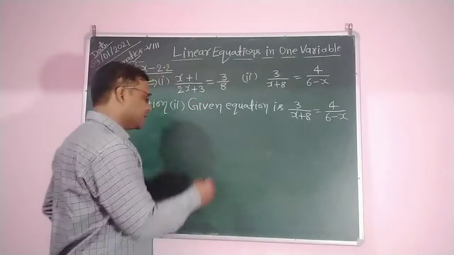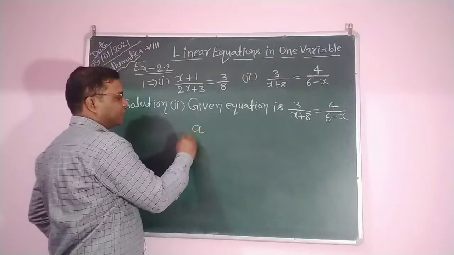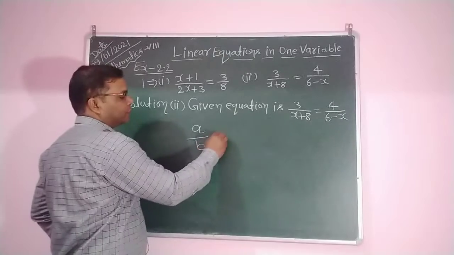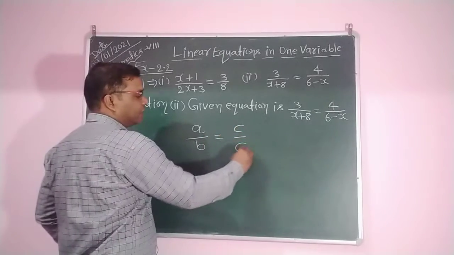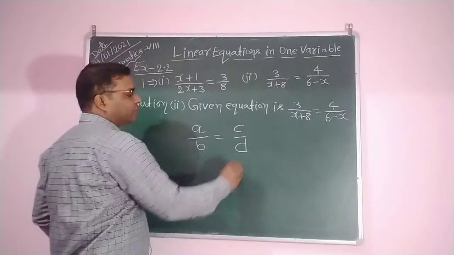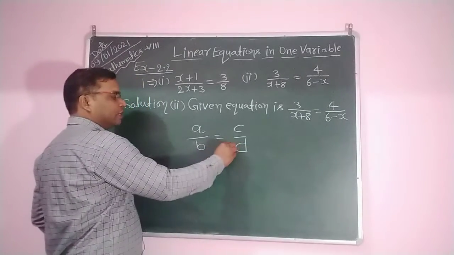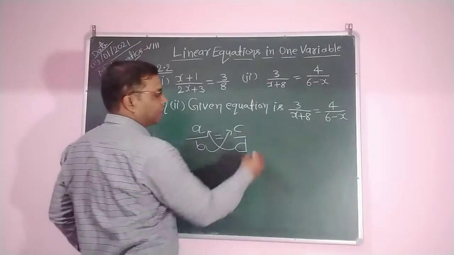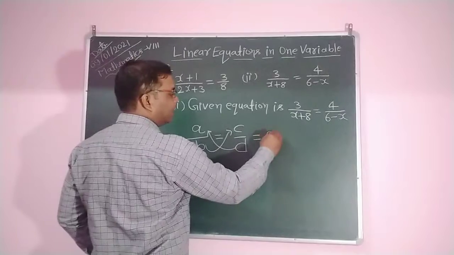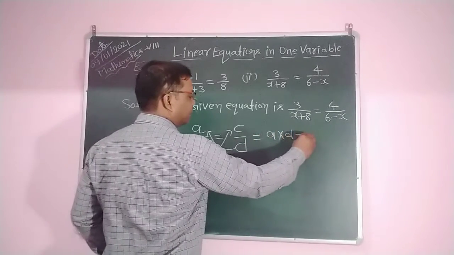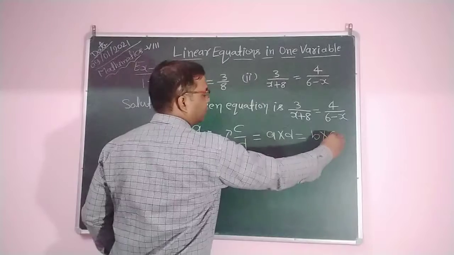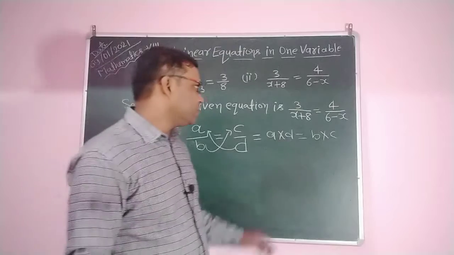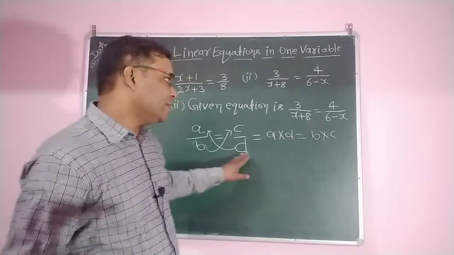I hope all of you are familiar with cross multiplication, but here we write it again. If two fractions are given like this, a by b is equal to c by d, then according to the cross multiplication method, we multiply this by this and this by that, so we can write a into d is equal to b into c. This is called the cross multiplication method.